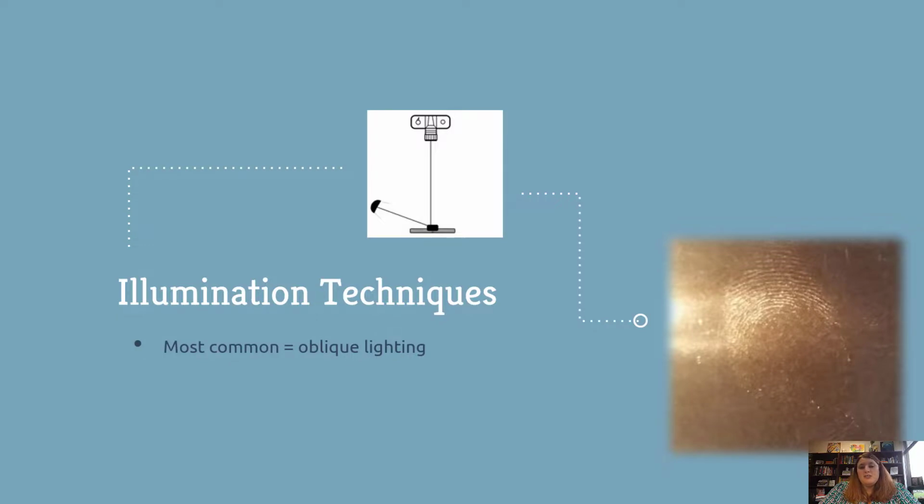Oblique lighting is usually used during the crime scene search to look for potential areas of fingerprint evidence, but it can be used itself to gather evidence. Notice that there is wonderful ridge detail in this photograph, and the only thing I did to process the print was add light.